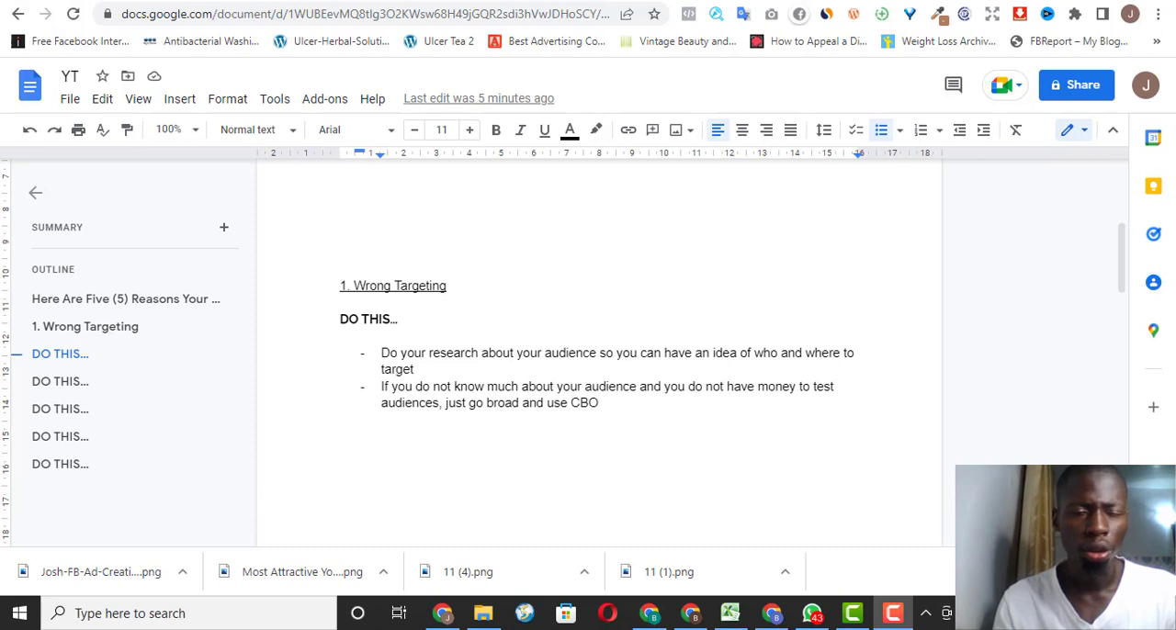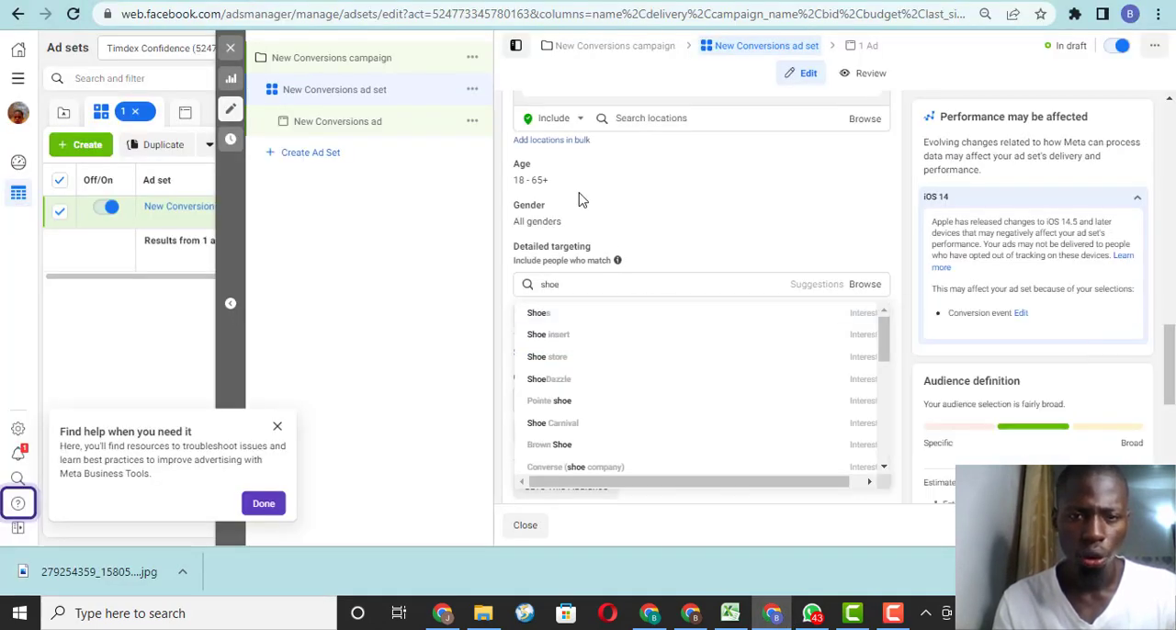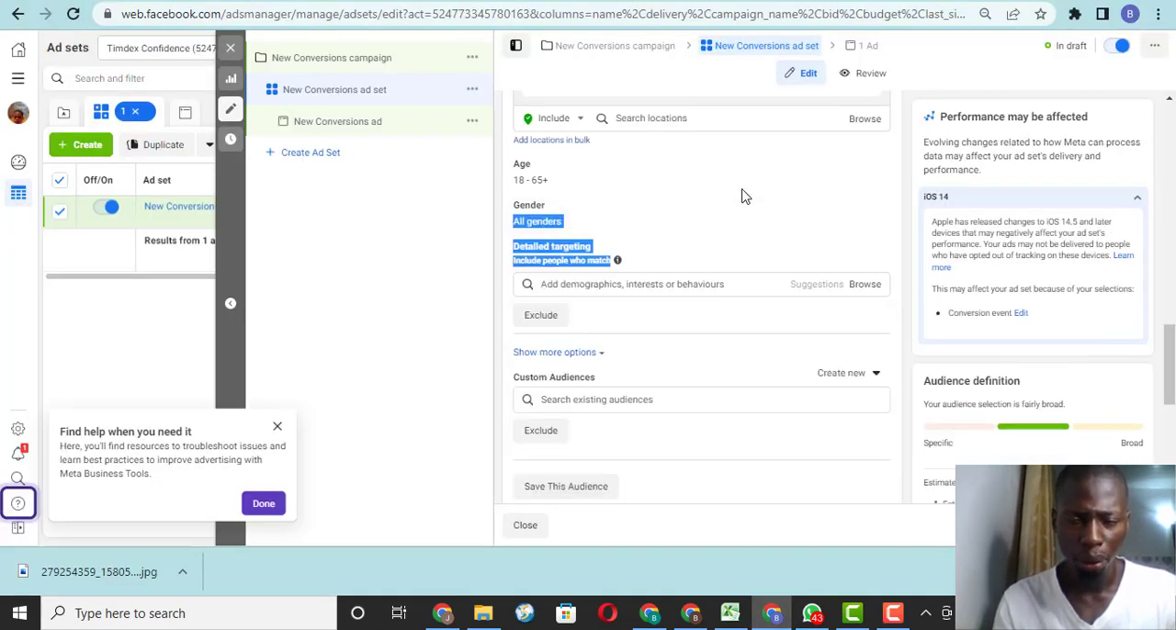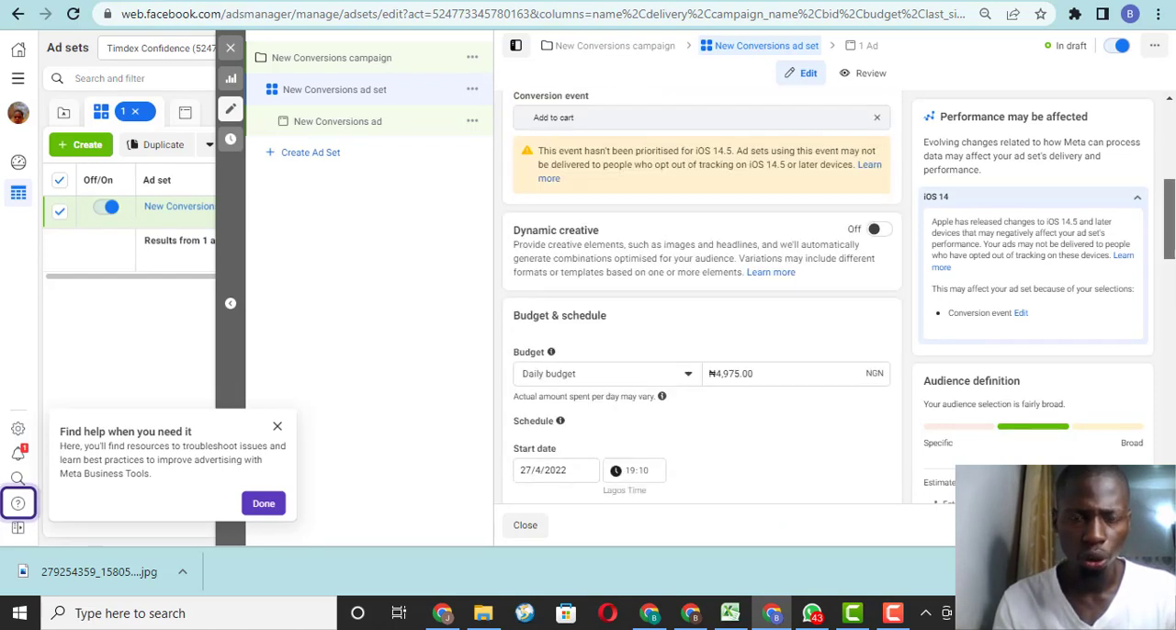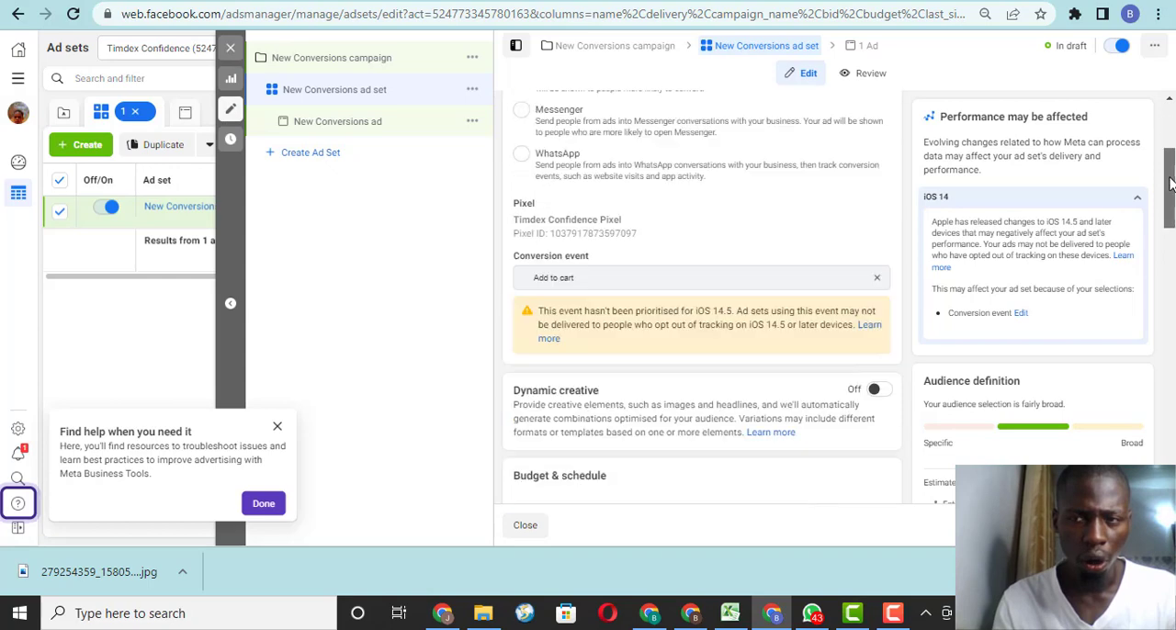Okay, so here's basically what I mean when I'm talking about wrong targeting. Now let me go to my ads dashboard so that I'll show you something there. Okay, so right here I'm on my ads dashboard, and as you can see, this is the ad set level where you get to choose the audience you want to see your adverts.